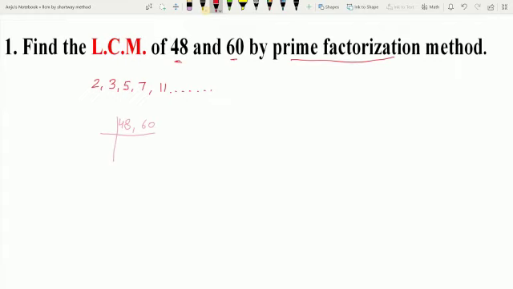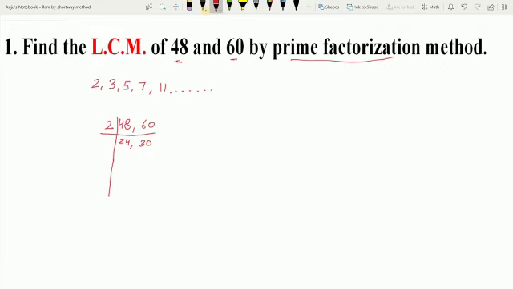So let us start. Students, first I need to write the numbers like this, separated by comma. Now I need to divide the numbers by the lowest possible number, which is 2, because 48 and 60 both are even numbers, and they are divisible by 2. Here we write 2. Now 48 divided by 2 gives 24. 2 2s are 4, 2 4s are 8. Then we put comma. 60 divided by 2 gives me 30.